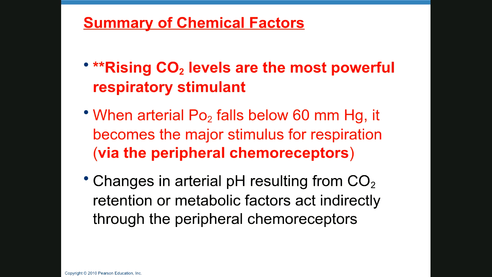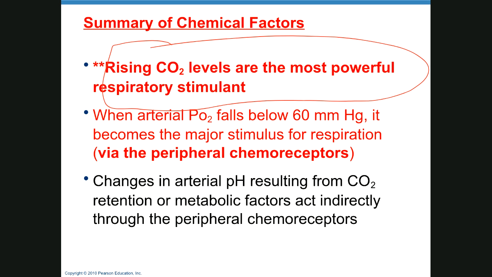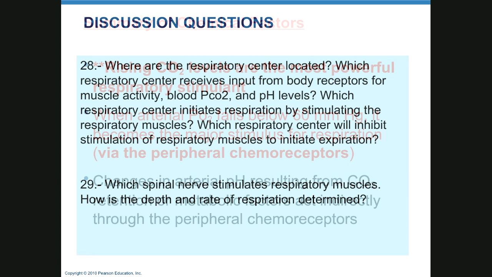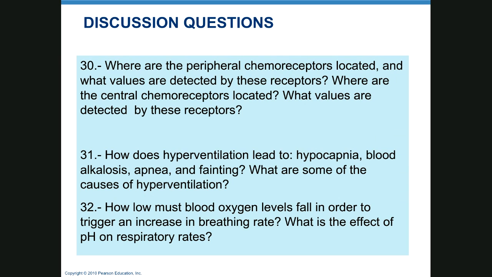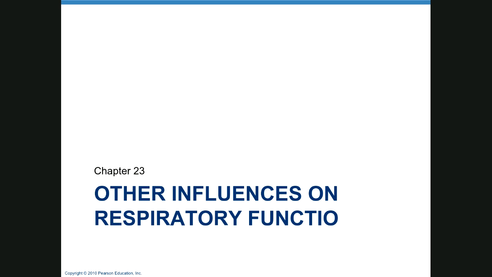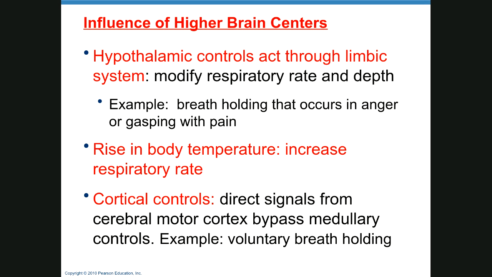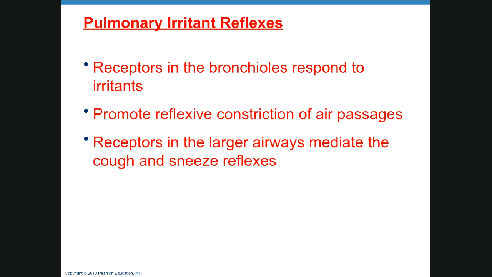Again, a rise in CO2 levels is the most powerful respiratory stimulus. Oxygen has to fall below 60 millimeters of mercury for it to become a drive, a stimulus to breathe. Okay. Other things that can control breathing will be emotions, the emotional brain, the hypothalamus, a rise in temperature, and the cortex, voluntary control, the cerebral cortex.